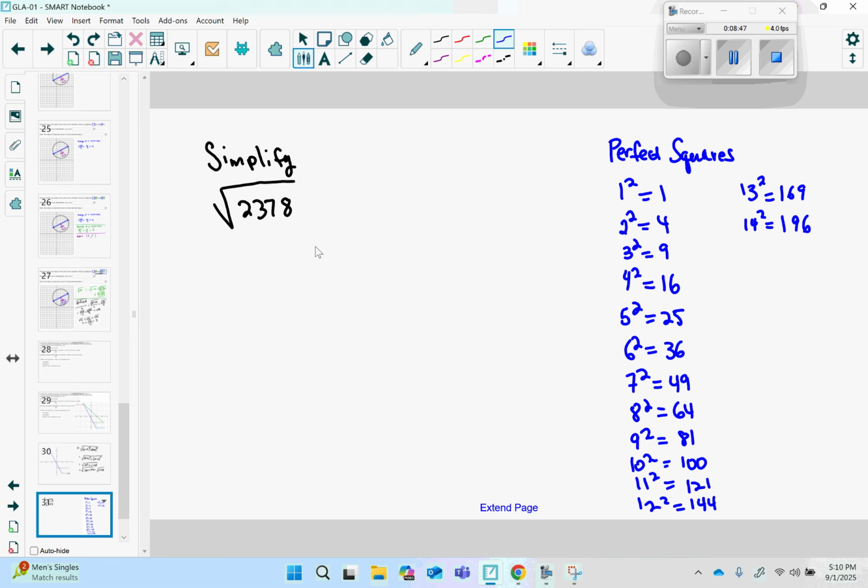So over on the next slide, I just have it written here. We're going to simplify it. And then I started writing out all my perfect squares that I know by heart and thinking about whether any of these might divide evenly into this. Now it's even, 2,378 is even. So it made me think that maybe 4 would divide evenly in. And when I tried it, I got a decimal number answer. So that would mean that 4 does not go in evenly.